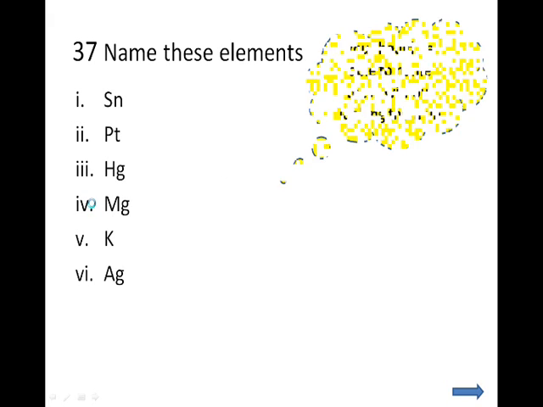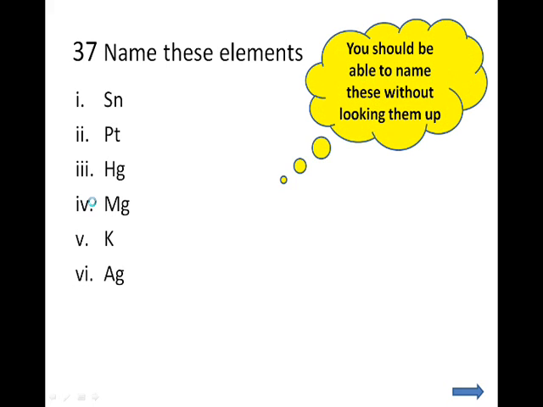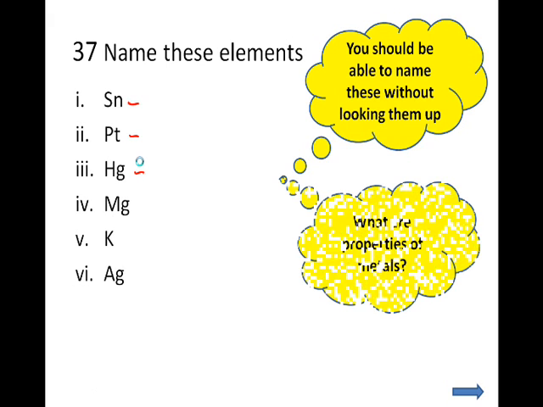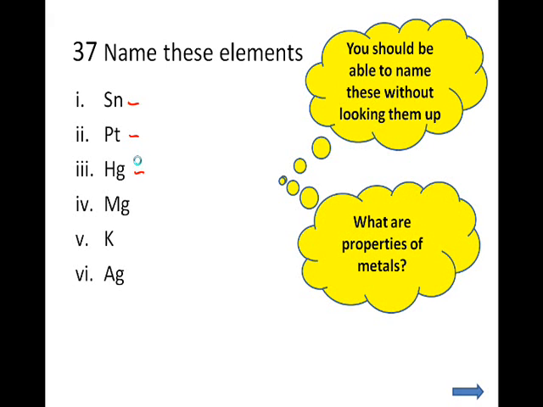Name these elements. Well, you should be able to do this without looking them up. In other words, you should know that this is tin and platinum and mercury and so on. You should know that without looking them up. And also, as you think about these elements, you should think, what are the properties of metals? They conduct electricity. Where are they on the periodic table? How many valence electrons do they have? All of these things contribute to the fact that these are metals.